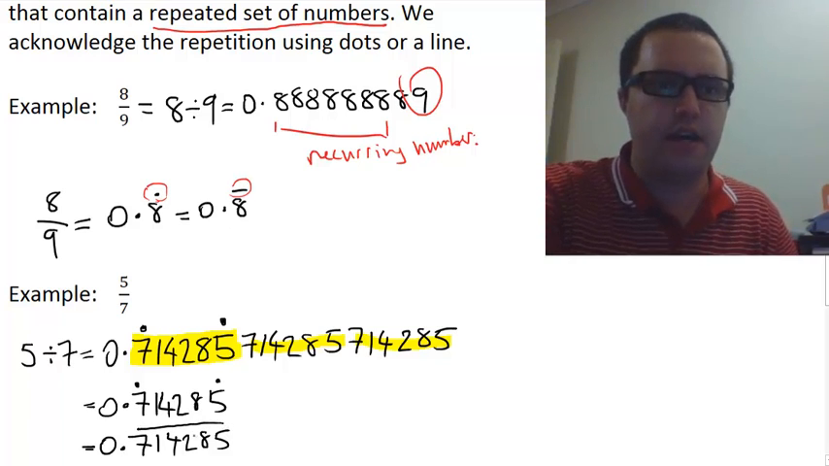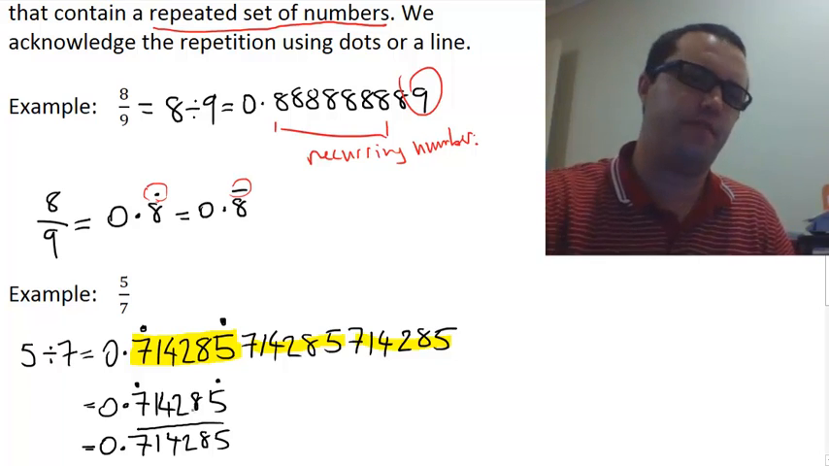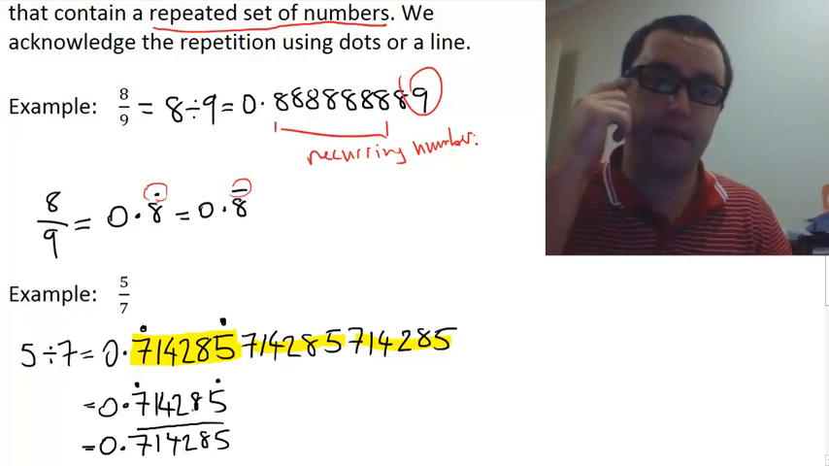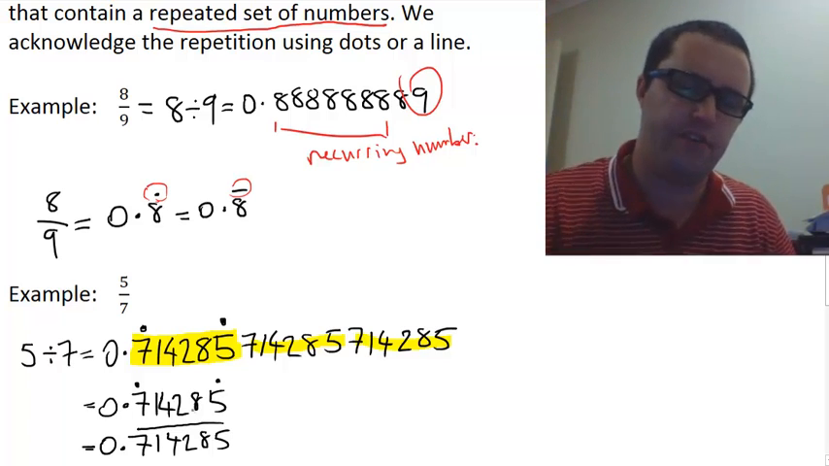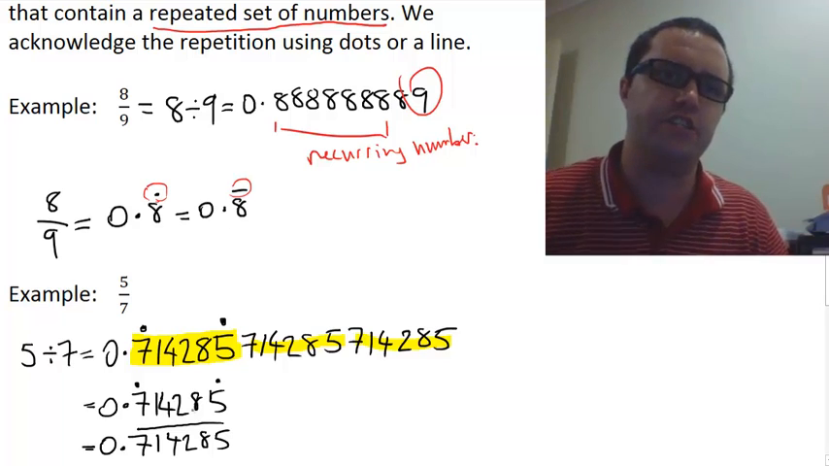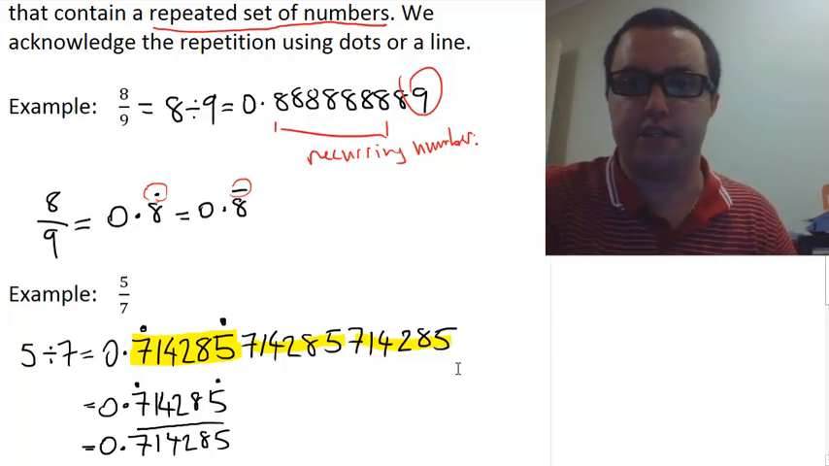Personally, I prefer the line way because I think it's a little neater than dots going on. A line suggests straight away there are repeated sets. It's up to you which way you do it, it doesn't really matter. But that's how you demonstrate repeated sets of numbers. So when you type things in your calculator, especially for fractions, it's a good idea to check to see if you have recurring decimal places.